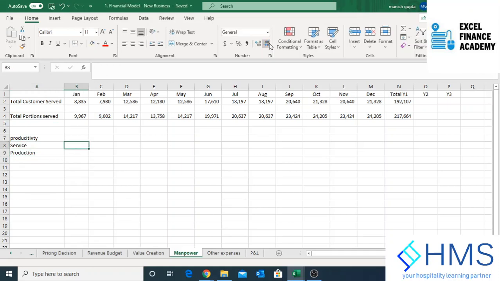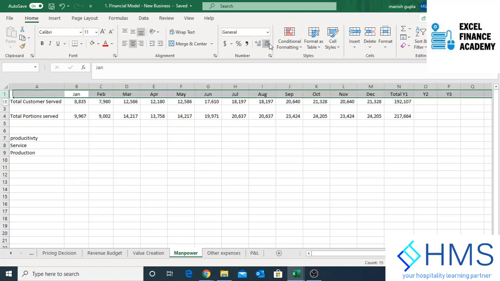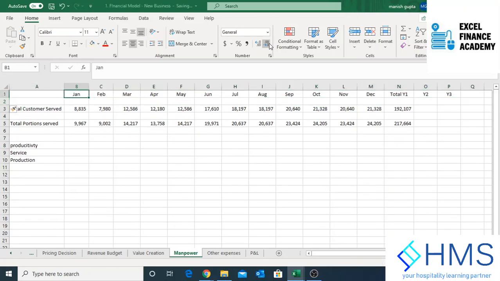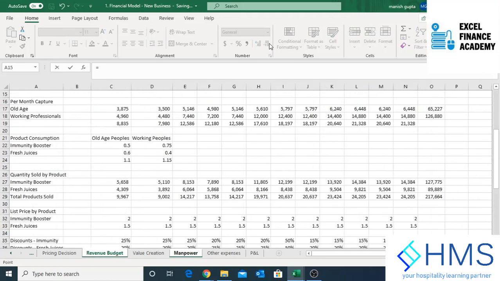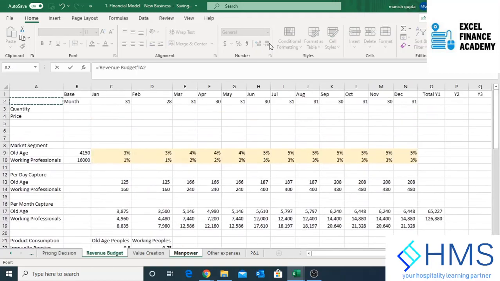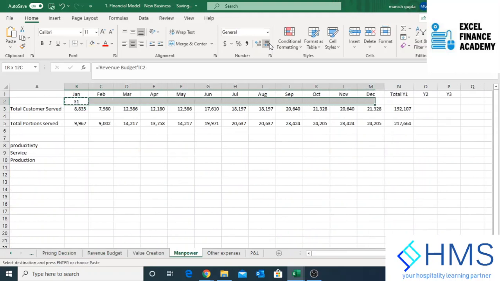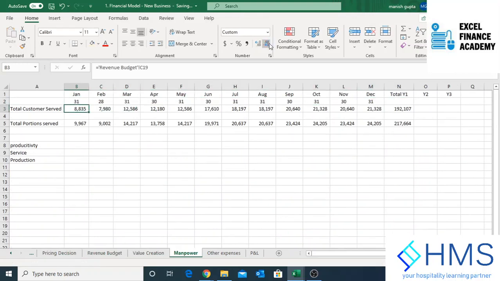Let's say service-wise, one person will be able to serve 20 customers or 30 customers or 100 customers a day, right? So we need a number of days here also. Yes, so we link this number of days from our revenue budget sheet. So that's how we have to identify and use what kind of information we need for making different business decisions.